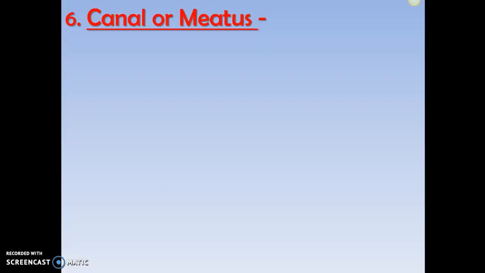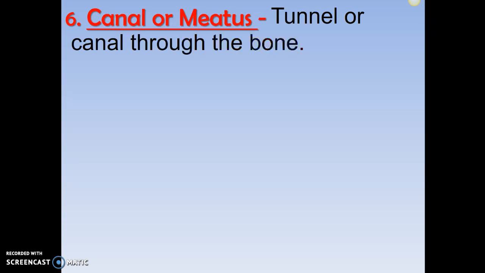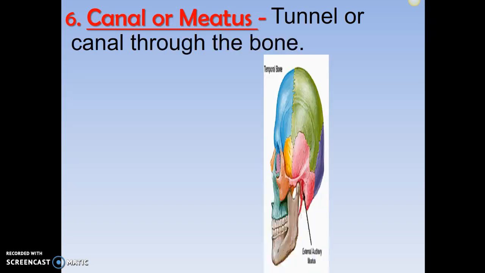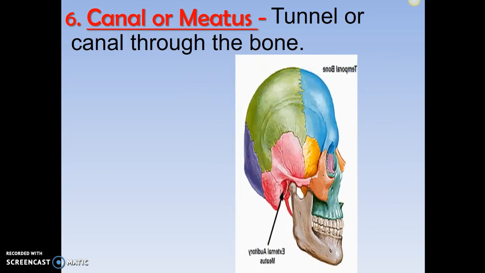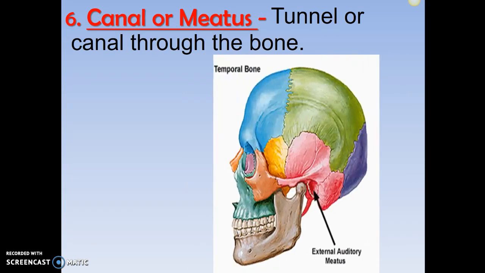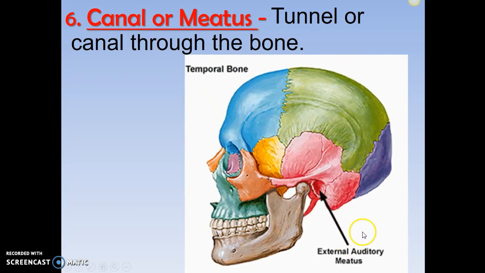A canal or a meatus. So canal, what do you think a canal is? Very good. It's a tunnel or a canal through a bone. The external auditory meatus is external on the outside, auditory to hear with, meatus. It's a canal that goes from the outside to your brain. You have a little thin tympanic membrane called the eardrum that separates the outside from the inside. Good thing we have earwax, which is insecticidal, so insects can't chew through that. Otherwise, we'd die.